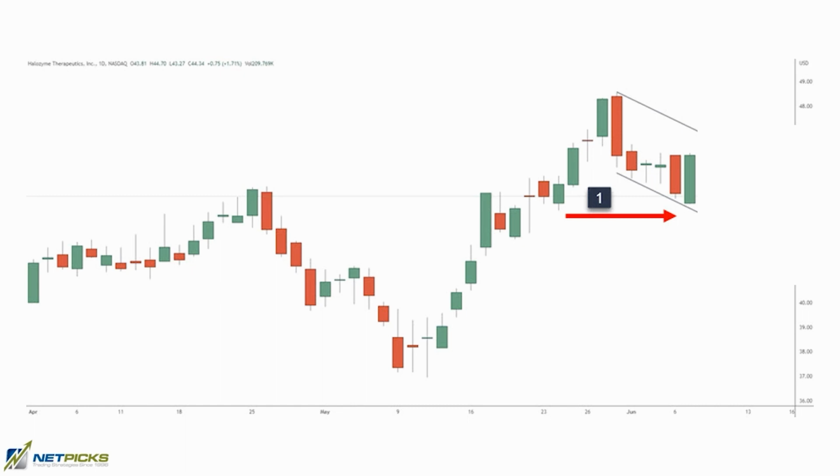Now, price has different plans. It reverses back to the downside. The second push up then gives you a swing low at number 2 for your stop.